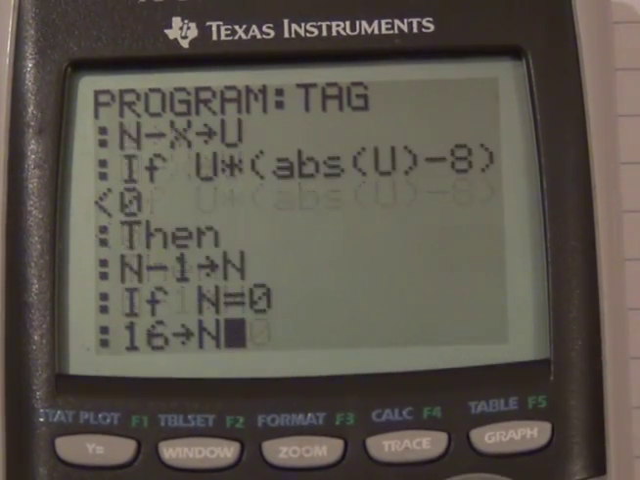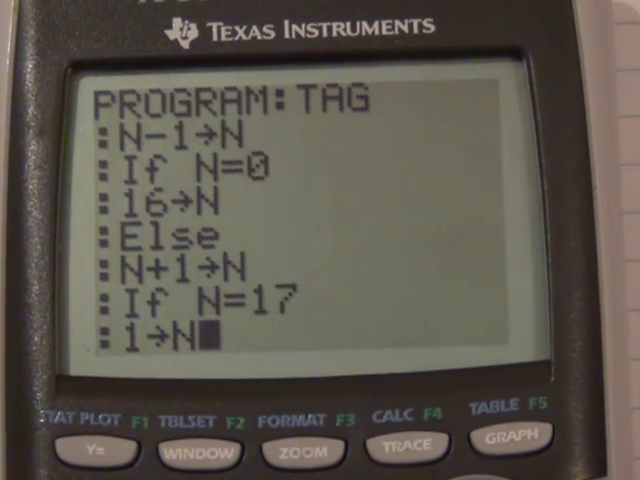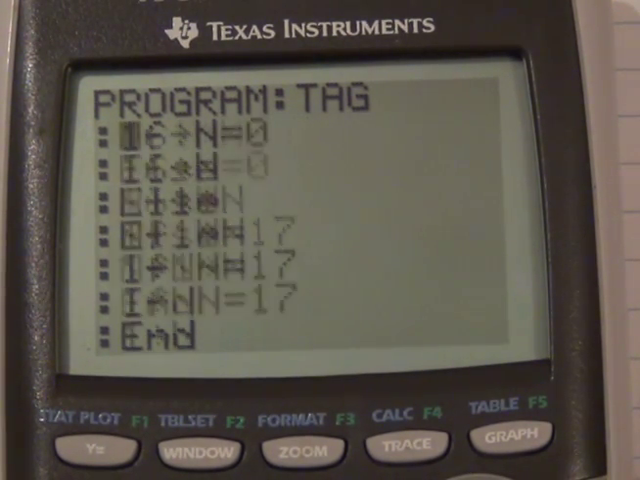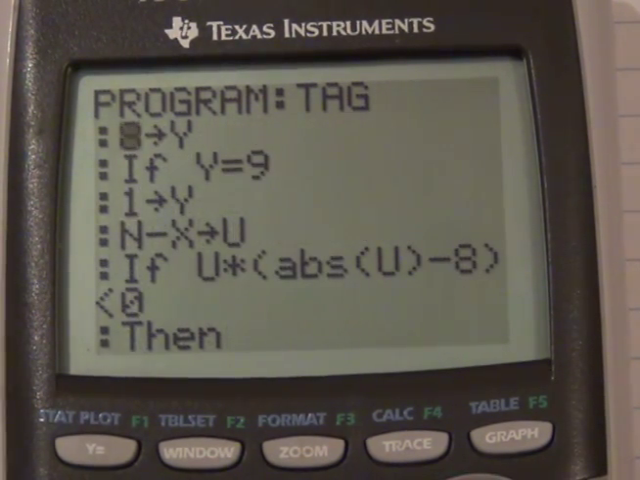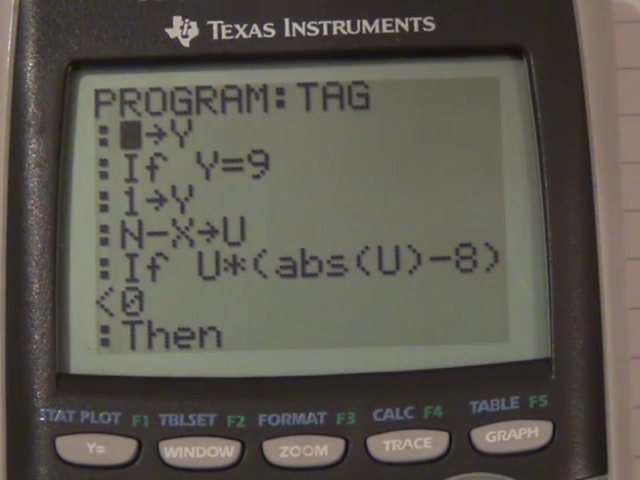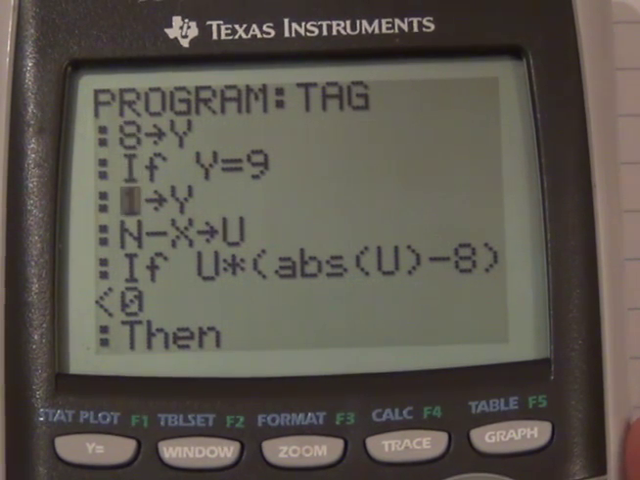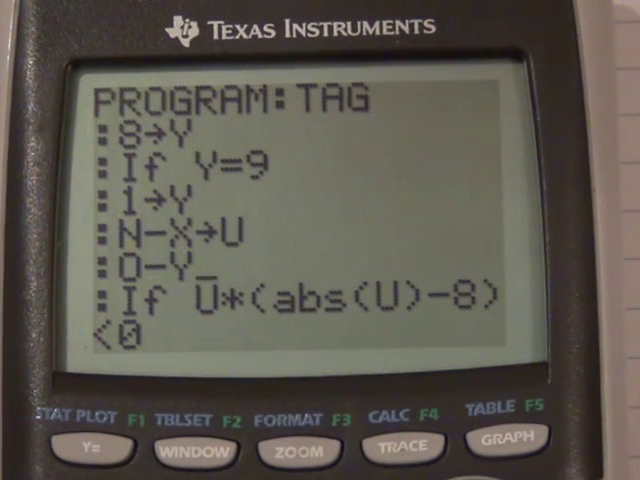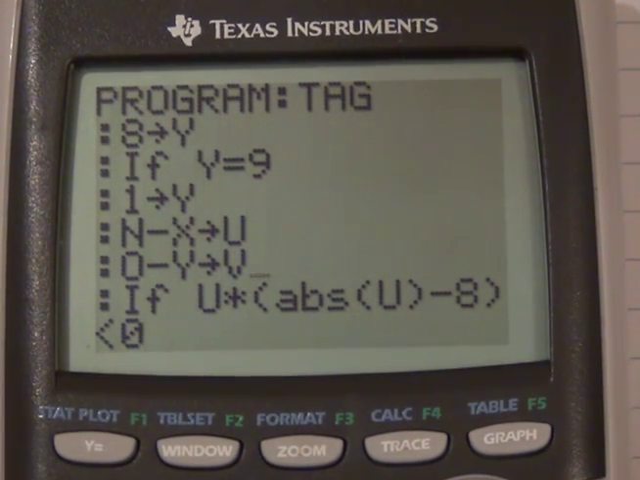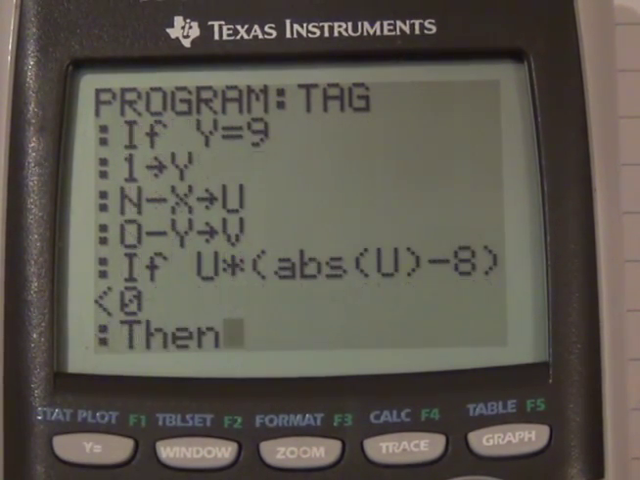Now the y can be done pretty much the exact same way. So I'm going to take O minus y and store that into v, and so that's going to be the difference in y.